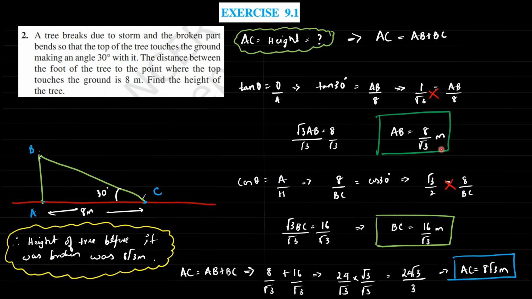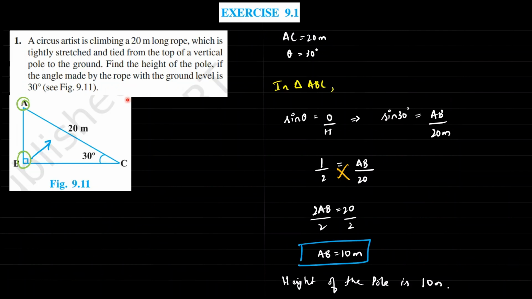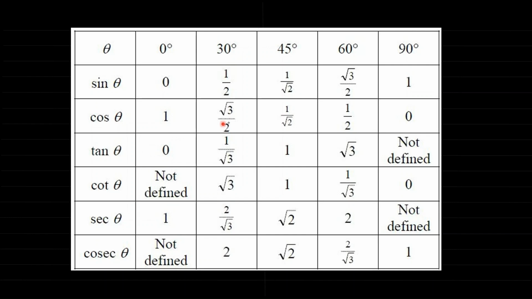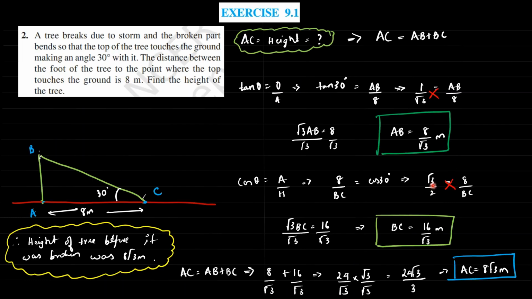Now, in order to find out the value of BC, BC is the hypotenuse. I know the value of AC. AC is the adjacent side. So I can consider cos of angle A or angle C over here, right? So cos of 30 degrees is going to be equal to the adjacent side, which is 8, over the hypotenuse, which is BC. Cos 30 degrees is how much from the table? It is square root of 3 over 2. So square root of 3 over 2 is going to be 8 over BC.